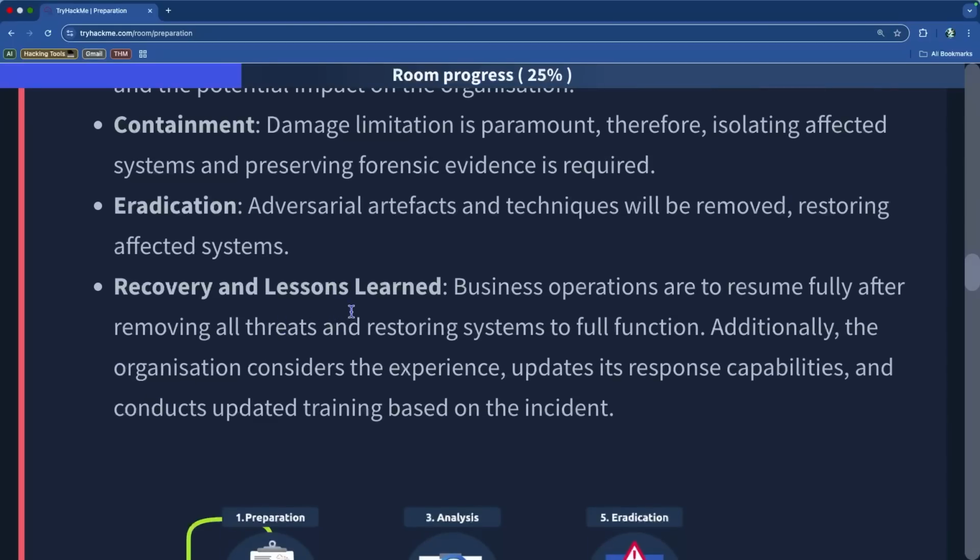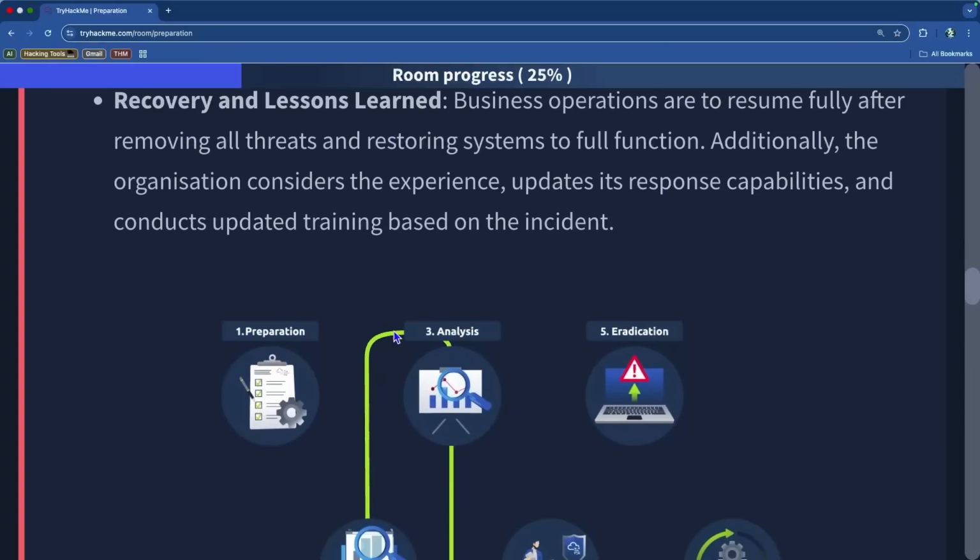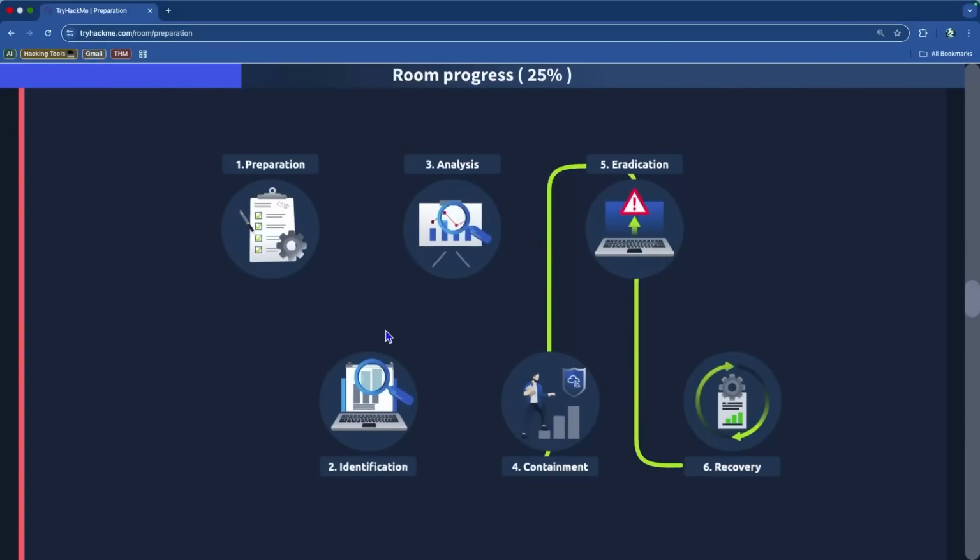And then recovery and lessons learned. So obviously you need to get back to business as usual. You need to learn the lessons from the incident that took place and then add those lessons to your preparation phase so that hopefully it doesn't happen again. And it is a cyclical process. It is a continuous process.